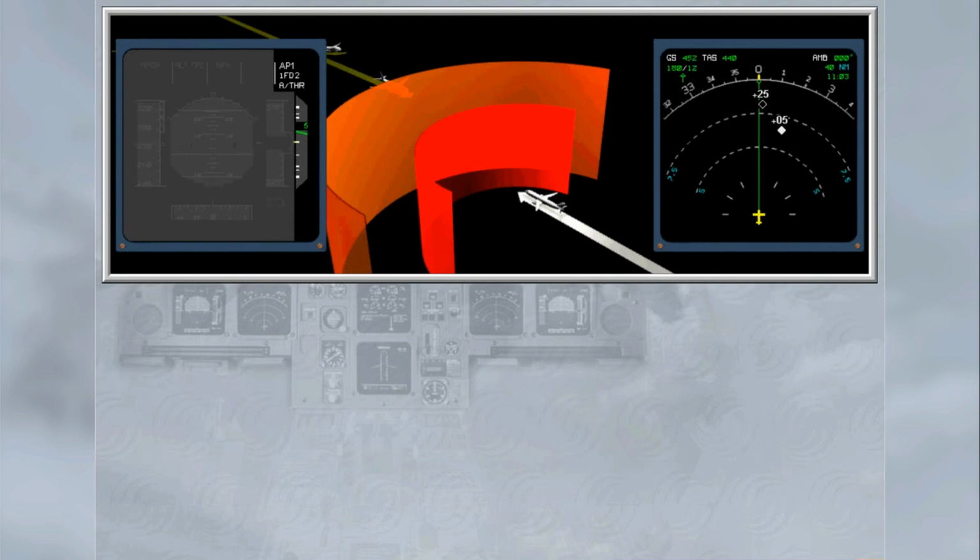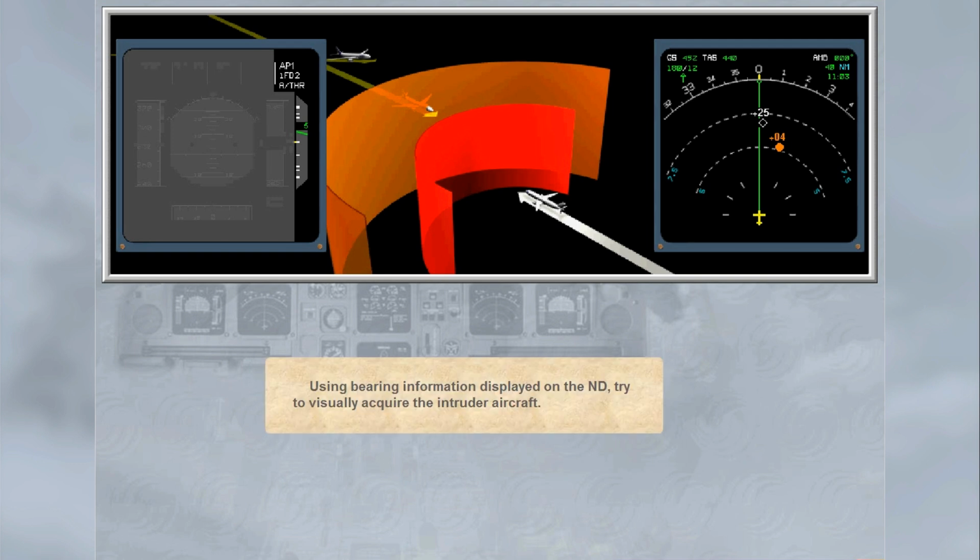You are in flight, climbing at 500 feet per minute with autopilot engaged. In this presentation, you will see a climb advisory, followed by an adjust vertical speed adjust advisory due to the presence of a second intruder. Traffic, traffic. Using bearing information displayed on the ND, try to visually acquire the intruder aircraft.